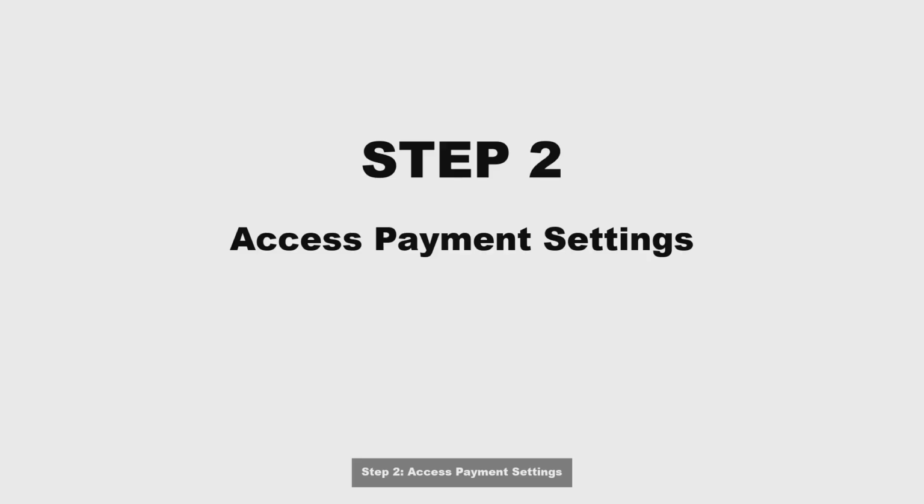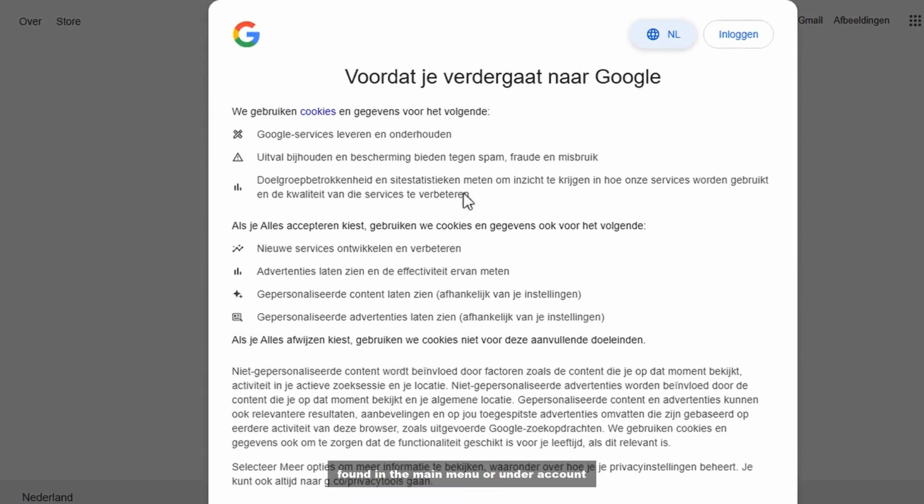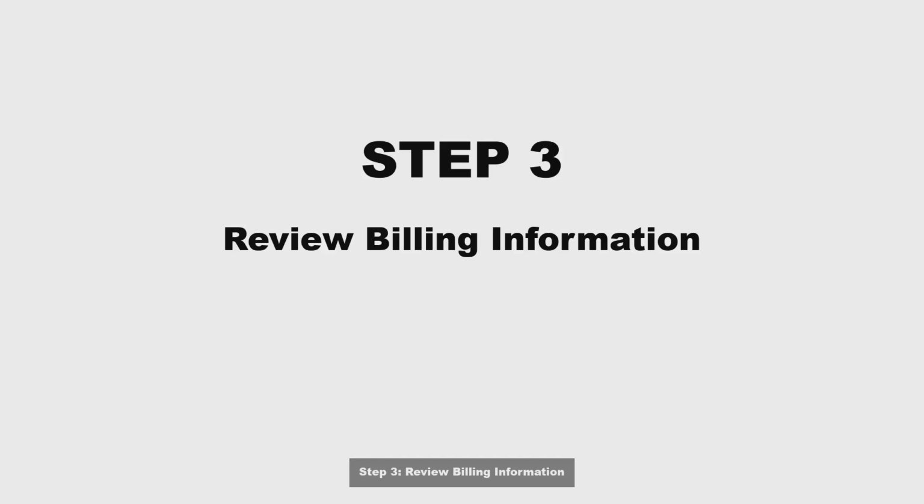Step 2. Access payment settings. Once signed in, navigate to the Payments and Subscriptions section. This can usually be found in the main menu or under Account Settings. Step 3. Review billing information.